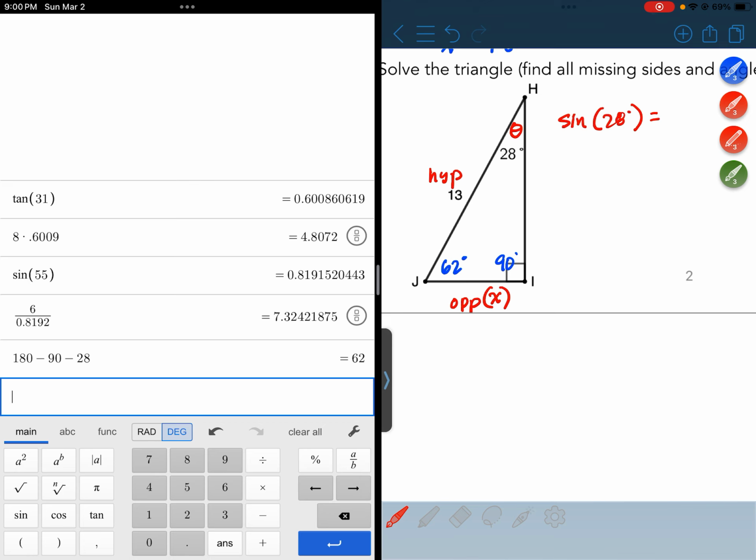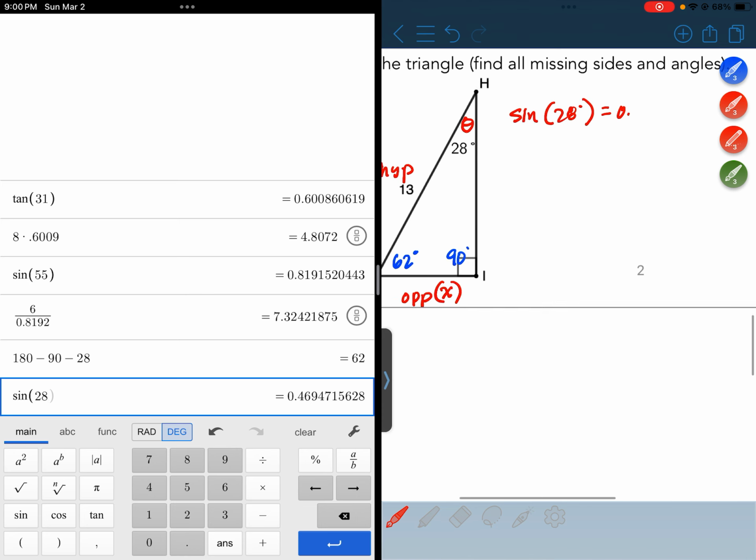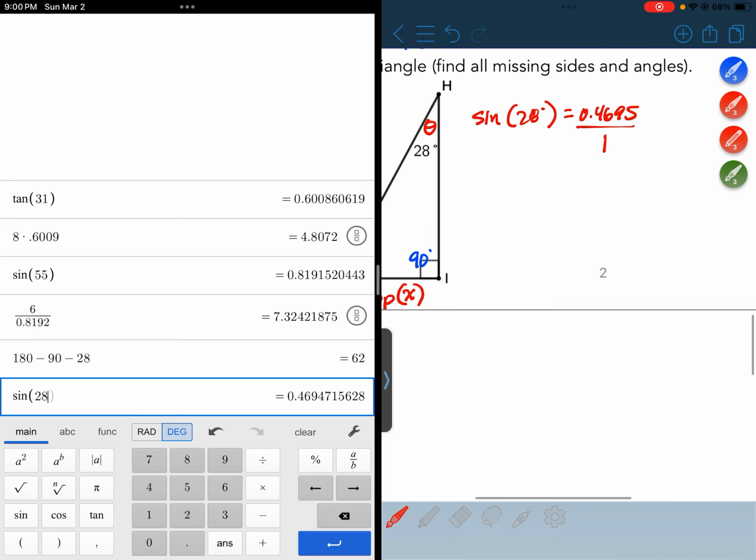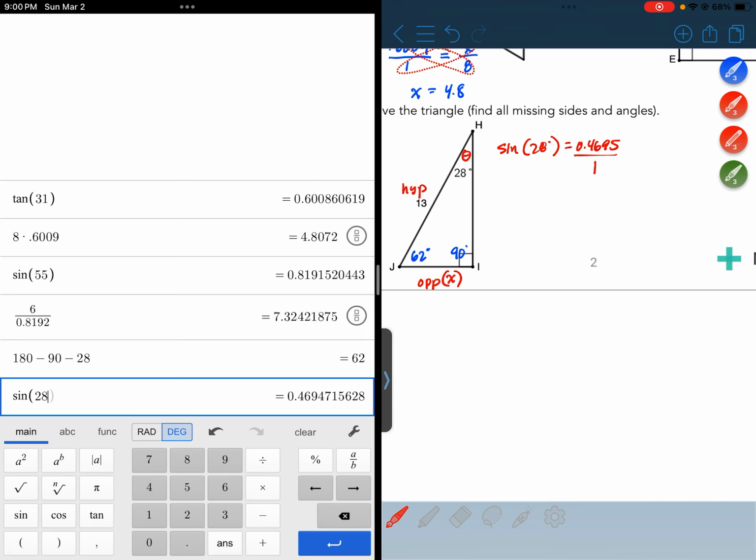We'll look up the sine ratio for a 28-degree right triangle. It's 0.4695. Let's turn that decimal into a ratio. Let's make the second number in the ratio 1. Then let's write the ratio based on the sides in the picture. The opposite side is x, the hypotenuse is 13. So x to 13 is the other ratio, and we're going to set those equal to each other.